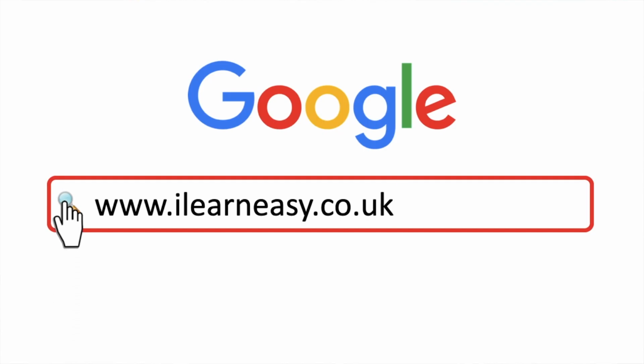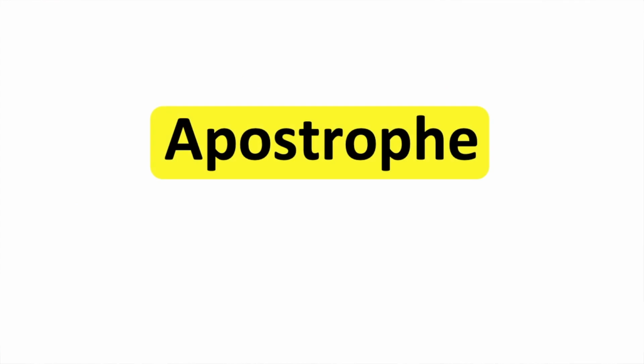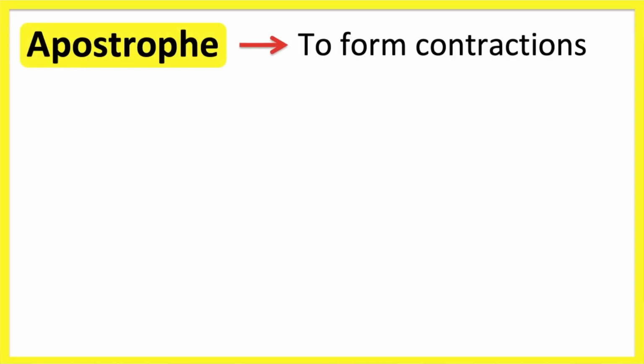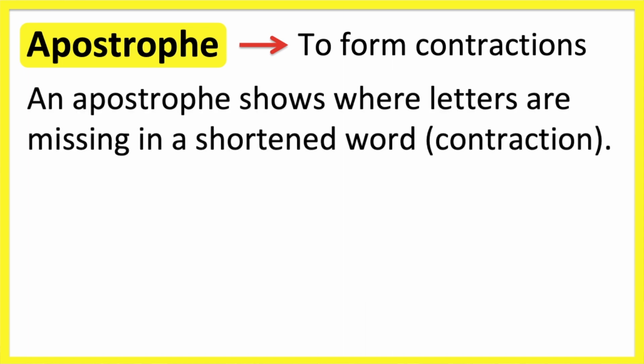In this video, we will learn how to use an apostrophe to form contractions. An apostrophe can be used to form contractions. A contraction is a shortened version of a word. Contractions are commonly used in spoken and written English. We put an apostrophe to show where the letters are missing.